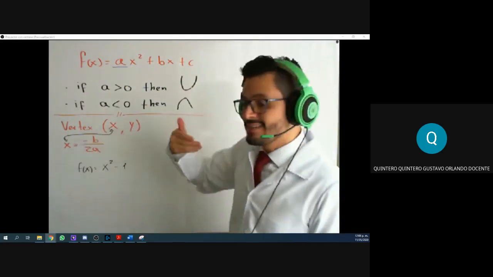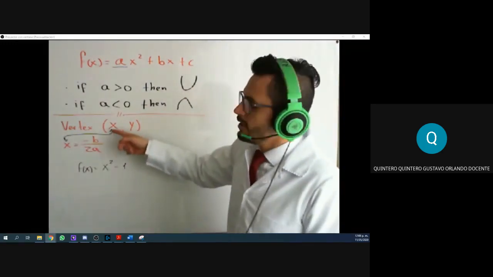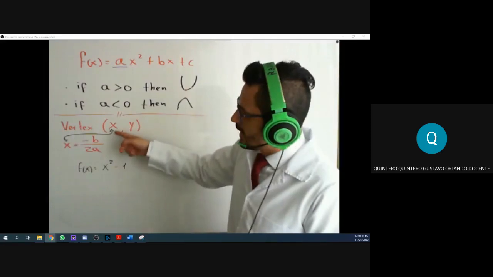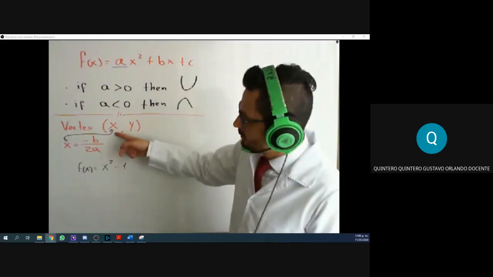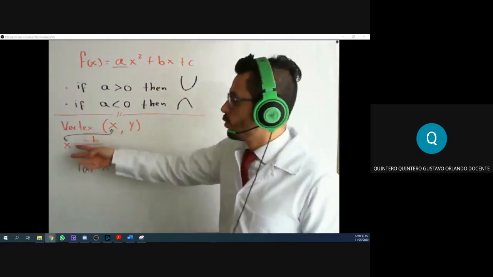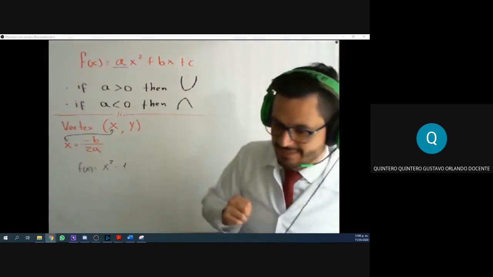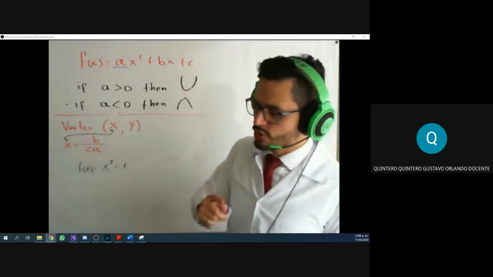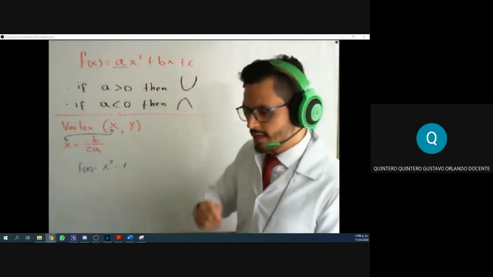Since the vertex is a point, then for every single point you need to have one x coordinate and one y coordinate. So with this little formula, we can find the x. How do we find the y? I'm going to show you after we get the x. So let's get to work.